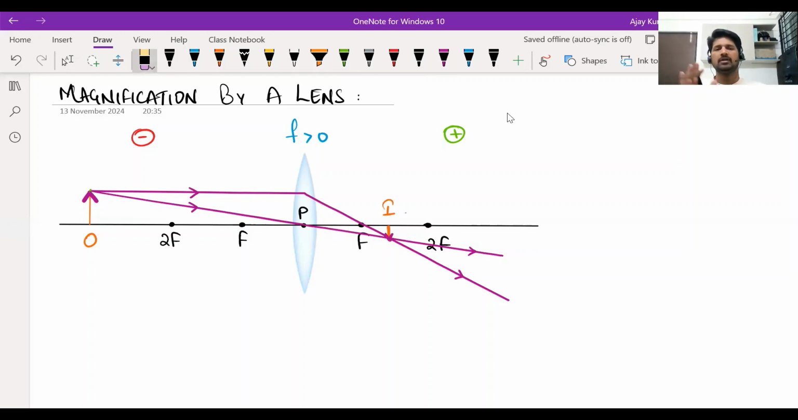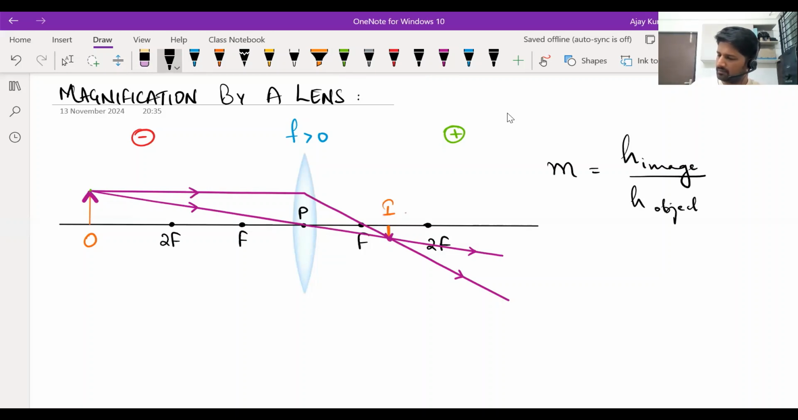Our aim now is to derive an expression for magnification. By definition, magnification is nothing but the height of the image divided by the height of the object. Let's call the object AB and the image A dash B dash. The image is smaller than the object in this case. So what we are looking for is A dash B dash divided by AB. That is the magnification now.